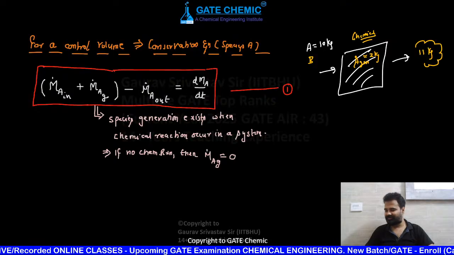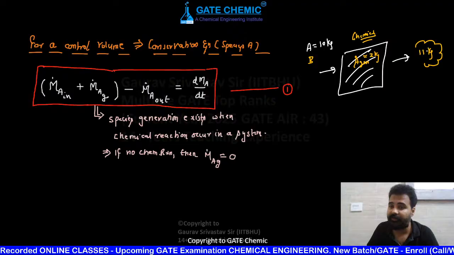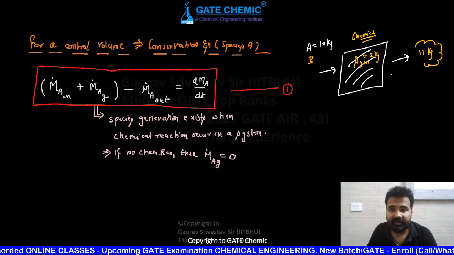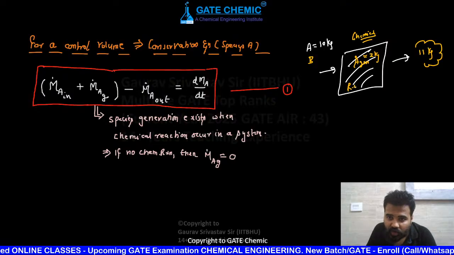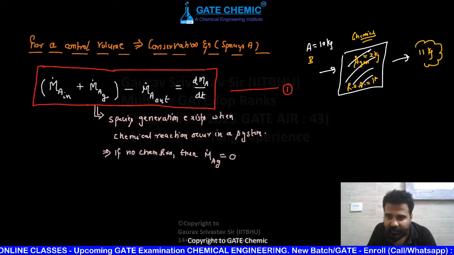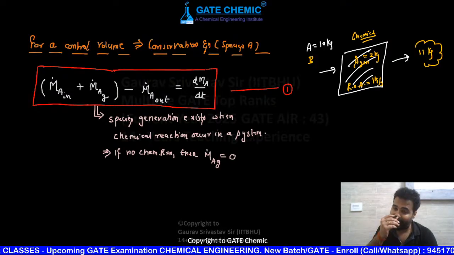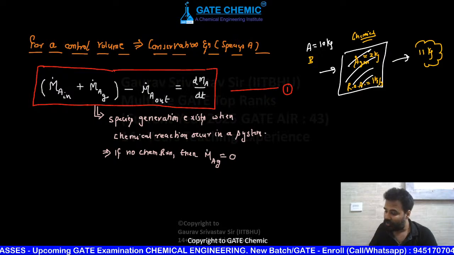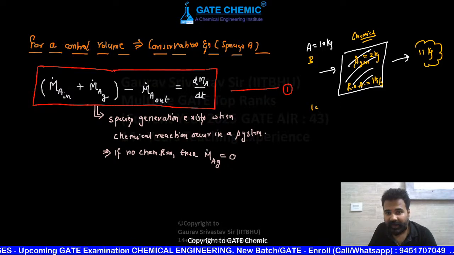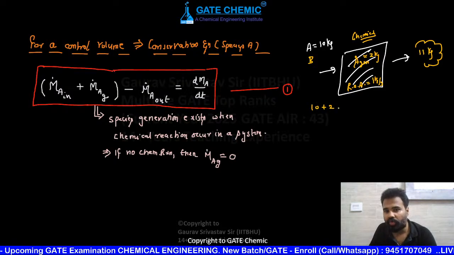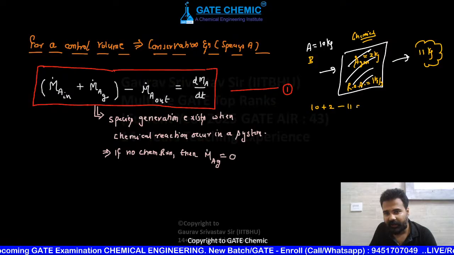Don't know. My dear student, 10 plus 2, 12 will be there now. But why is it 11? Because the rate of accumulation here is 1 kg per second. This system is accumulating 1 kg per second inside itself. So how are you going to write it? 10 plus 2 minus 11 equals 1.